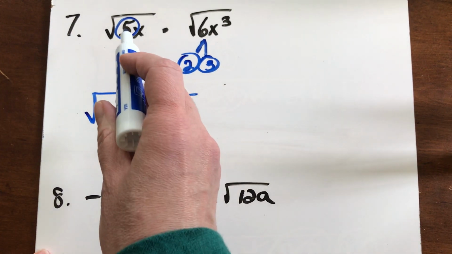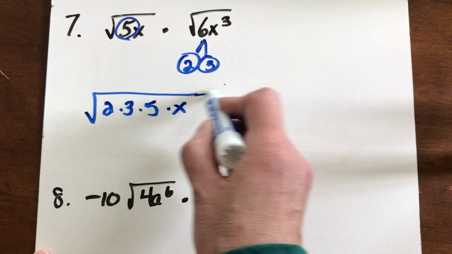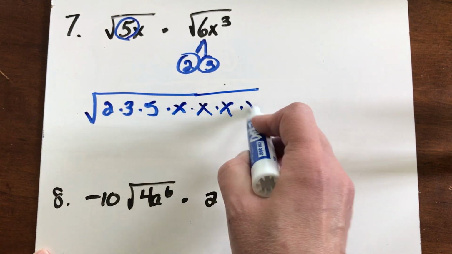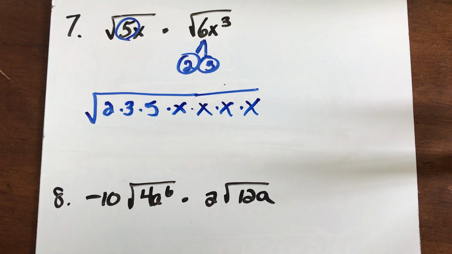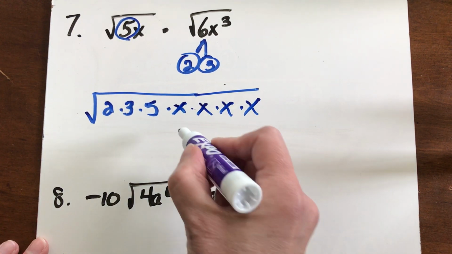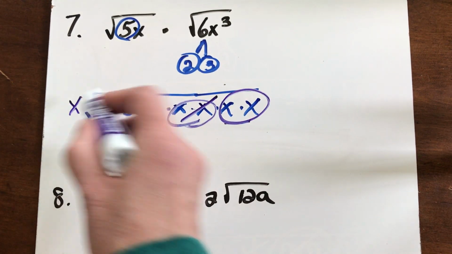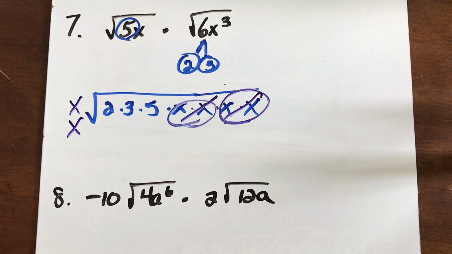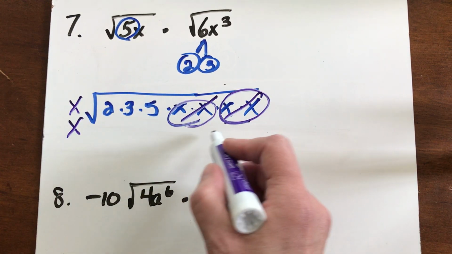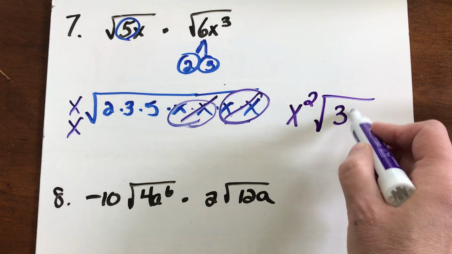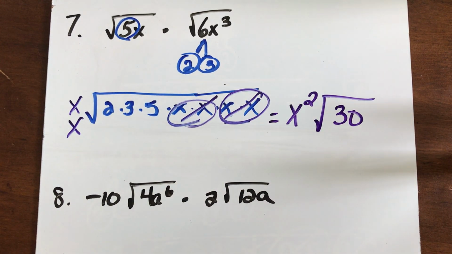Now again, with an x, that just means 1x. X to the third means I have 3 x's. So I'm basically just putting it in expanded form. Looking at 2 and 3 and 5, I don't have any perfect squares, but I do have a pair here and a pair here. So that will come out as an x. That will come out as an x. To condense x times x, we're going to say x squared, and then what's left on the inside is going to be 30. So sometimes you might not pull out any numbers. It may just be the variables.